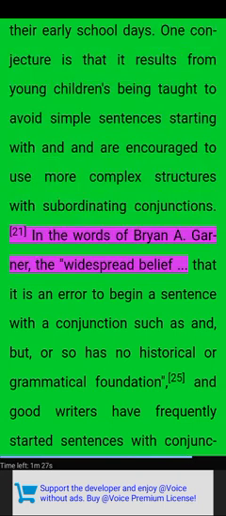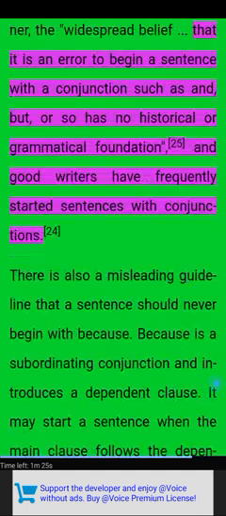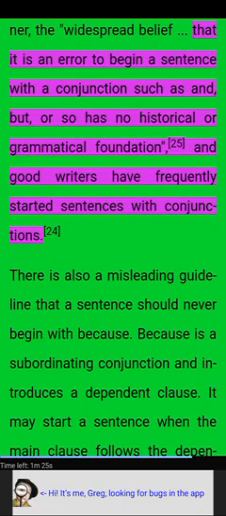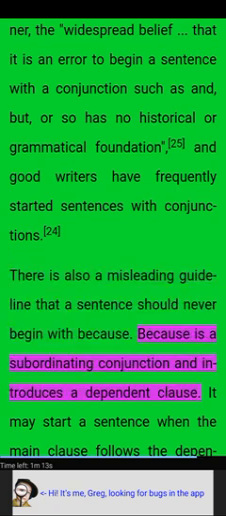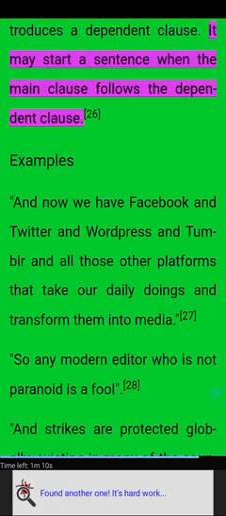In the words of Bryan A. Garner, the widespread belief that it is an error to begin a sentence with a conjunction such as and, but, or so has no historical or grammatical foundation. And good writers have frequently started sentences with conjunctions. There is also a misleading guideline that a sentence should never begin with because. Because is a subordinating conjunction and introduces a dependent clause. It may start a sentence when the main clause follows the dependent clause.